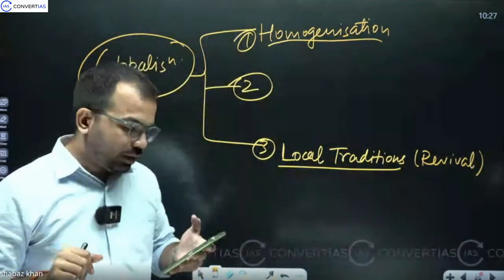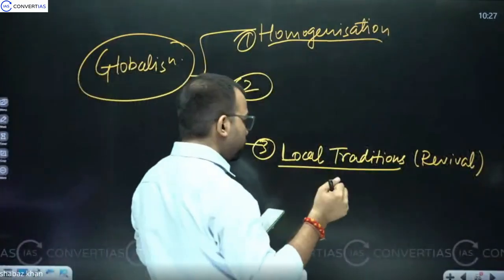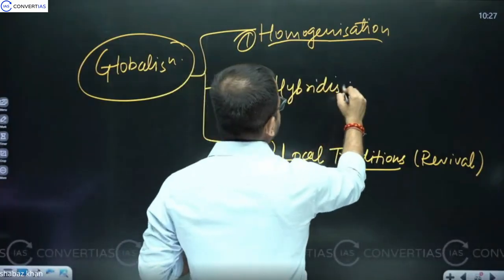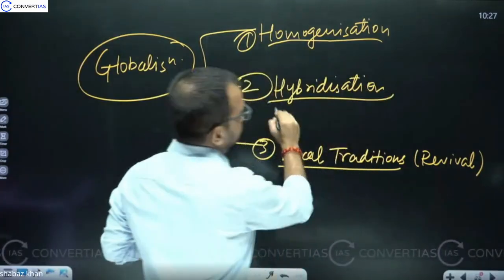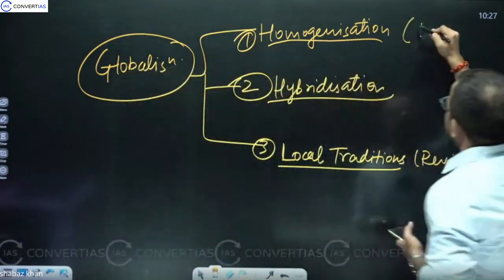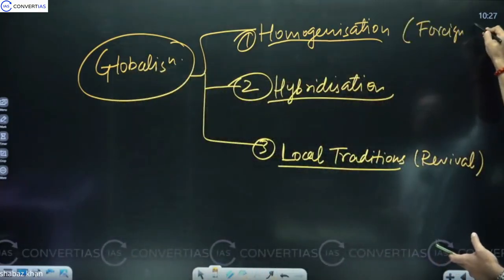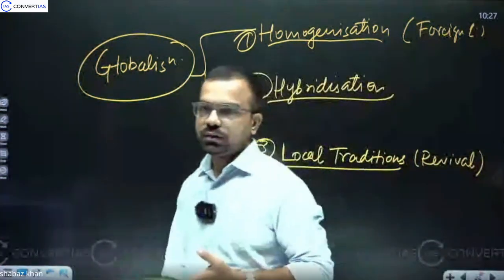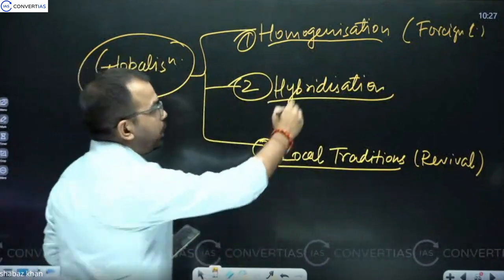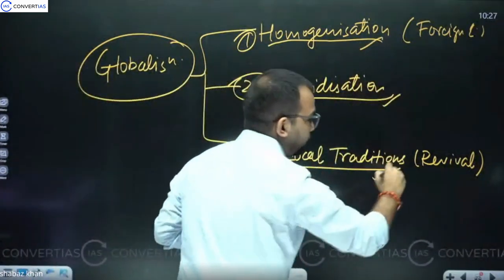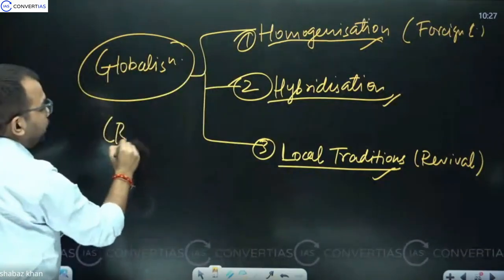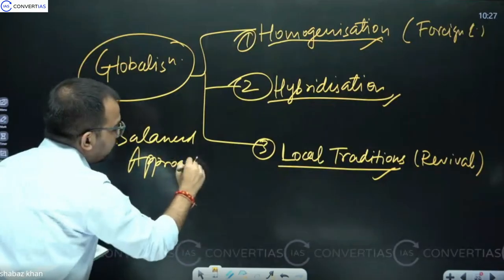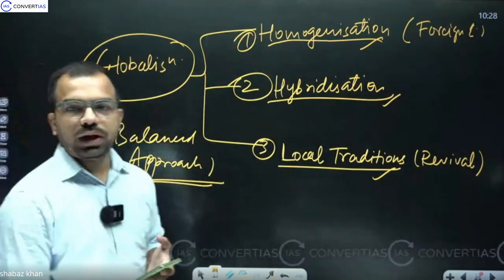What is that middle path? Can anyone tell me? Turmeric is a good example. There is hybridization, not the foreign culture entirely, not the local culture entirely, but the hybridization. Now, can you write down the negatives and positives here? Is this going to be a very balanced approach to write? Not just positive and negative, but a very balanced approach to write the globalization answers.